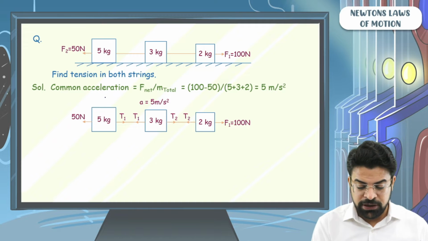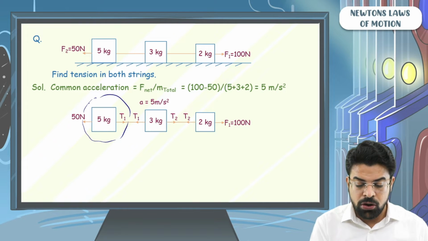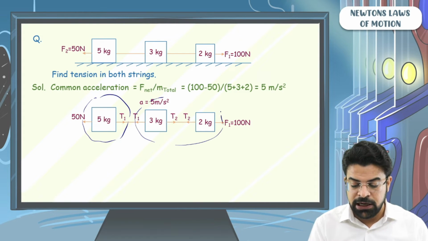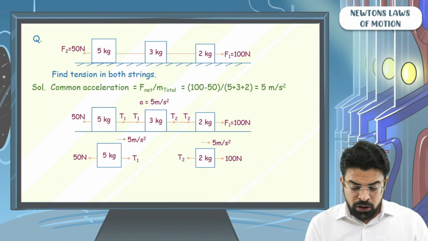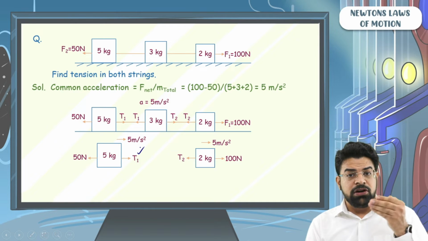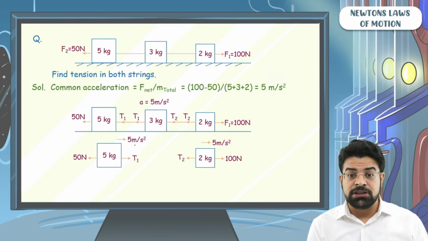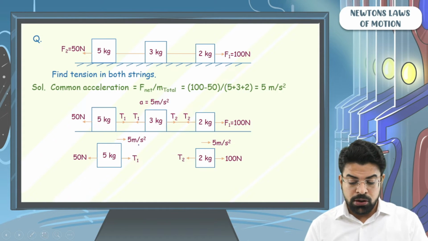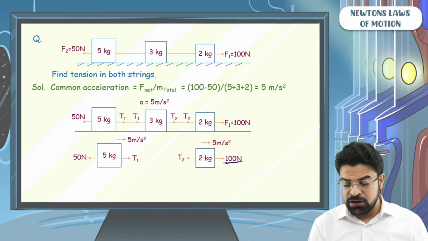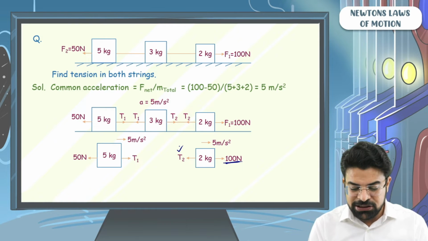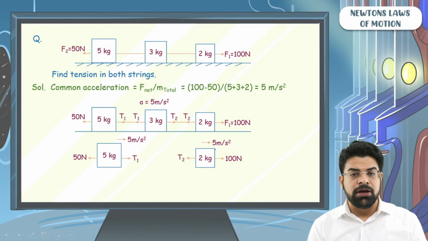So first of all, let's find the tension T1. To find T1, we can look at the 5 kg block or at the combined system of the 3 kg and 2 kg blocks. Here I will choose the 5 kg block. On the 5 kg block, there is a force of T1 towards right and an external force of 50 towards left. The net force in the direction of acceleration equals mass into acceleration. To find the tension T2, we should look at the 2 kg block. On the 2 kg block, there is an external force of 100 Newton towards right and a tension T2 towards left. We can again say the net force in the direction of acceleration equals mass into acceleration.